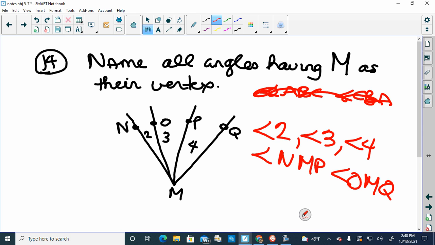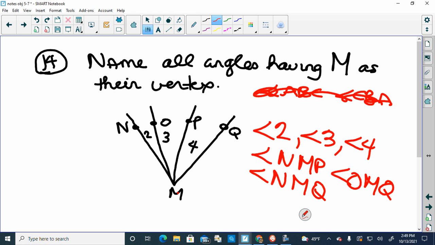Okay, so we've listed it with the single angles. We've listed it with two angles together. So the last one is what? All of them together. So N, M, O, P. Okay, so that one would be worth 6 points.